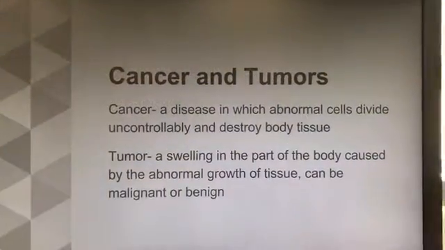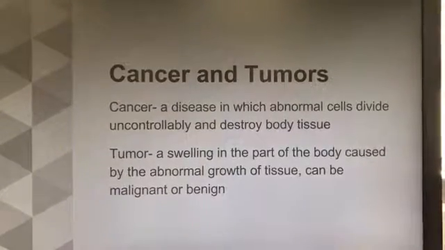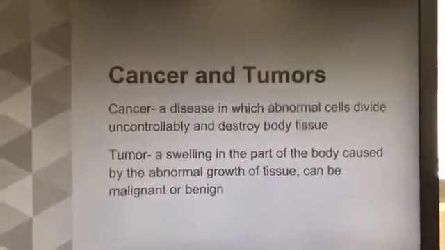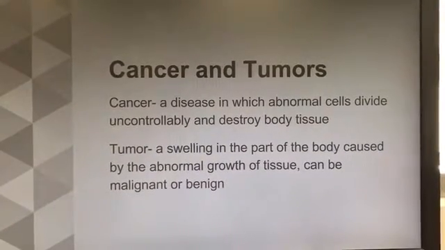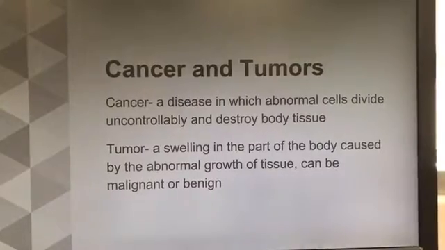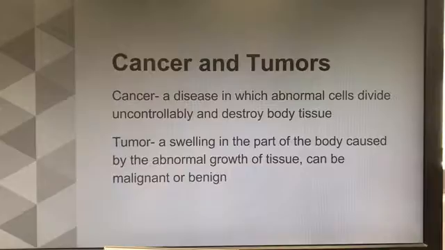Cancer and tumors. Cancer is a disease in which abnormal cells divide uncontrollably and destroy body tissue. They are typically characterized by tumors. A tumor is a swelling in part of the body caused by the abnormal growth of a tissue. Tumors can be malignant or benign. If a tumor is malignant, then it is cancer.